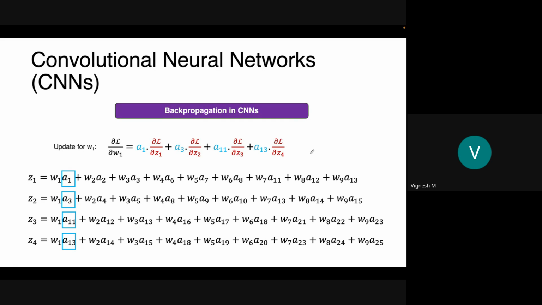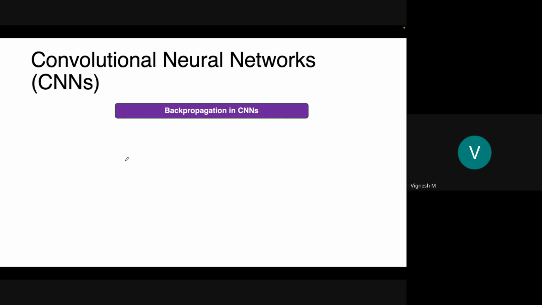So like that, now we can come up with, say, 9 different update equations, right? Which is dou L by dou W1 and then W2, W3 till W9, because it's a 3x3 kernel, right? So we have 9 weights. So let's look at that, right?